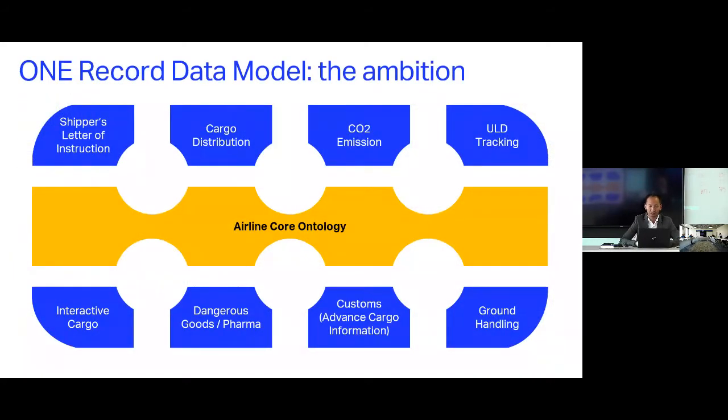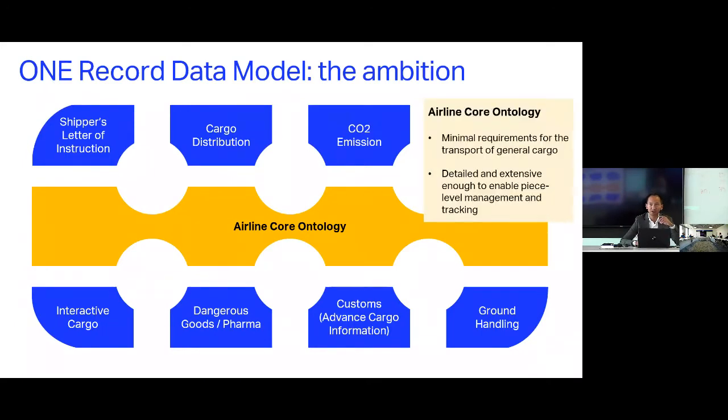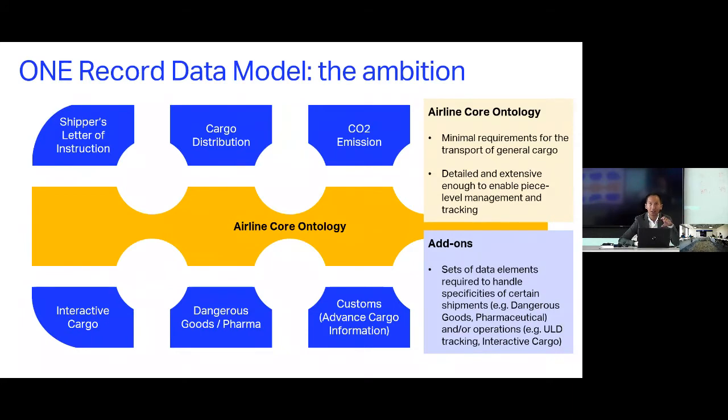For that, the design that we adopted is to build the data model around an airline core ontology that aims to have all the minimal requirements for the transportation of general cargo, and which is detailed enough to be able to track and manage at piece level. Then on top of this airline core ontology, we detail some add-ons that are a set of data elements that would be required to address a specific area or type of product or type of operations.